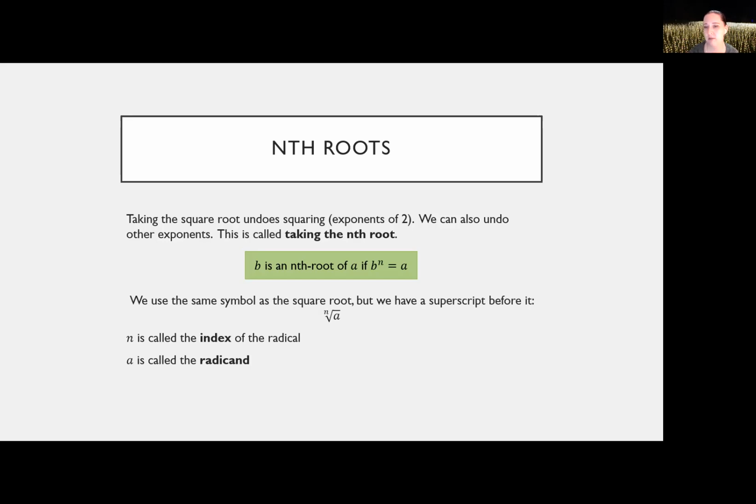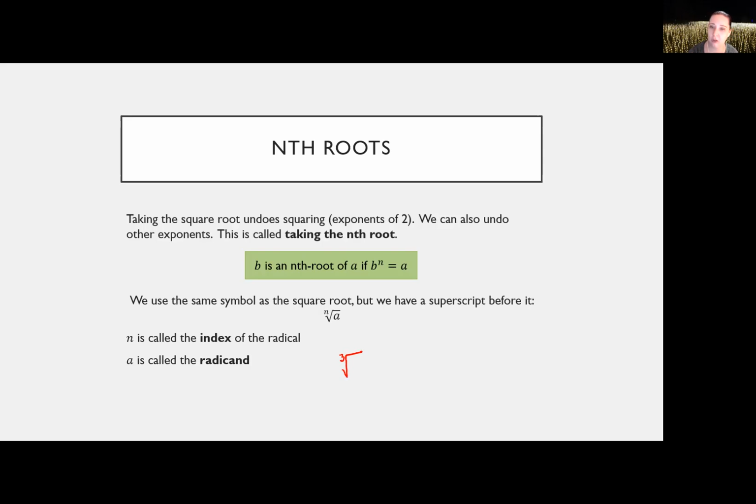We use the same symbol, but we put an n above the little v shape. Since it's above, it's actually a superscript, and that number up there, the n, is called the index. What's underneath the symbol is called the radicand. This is how I usually write it: I make sure the index is very close to my symbol so I don't confuse it with an exponent.